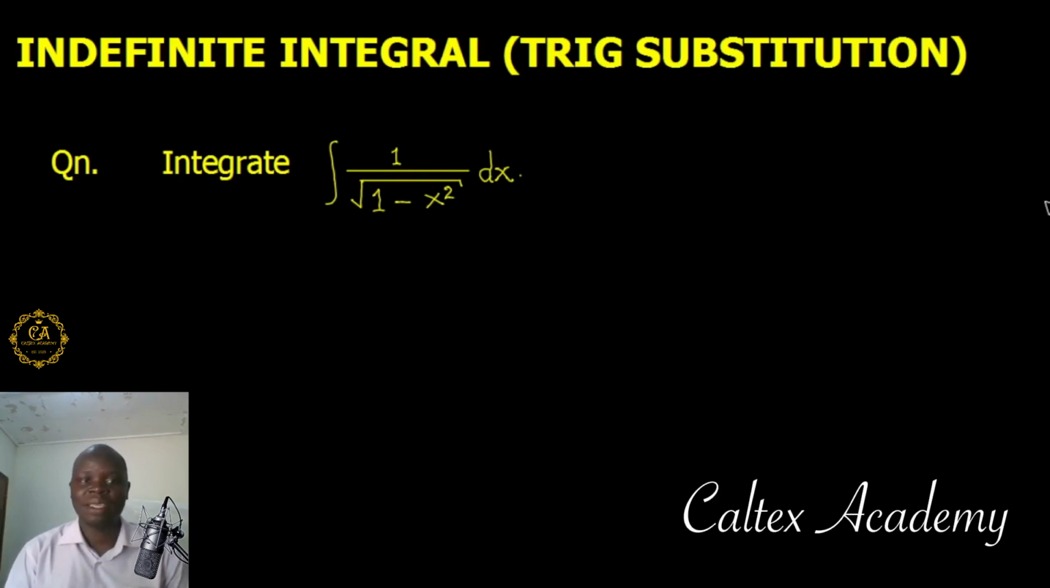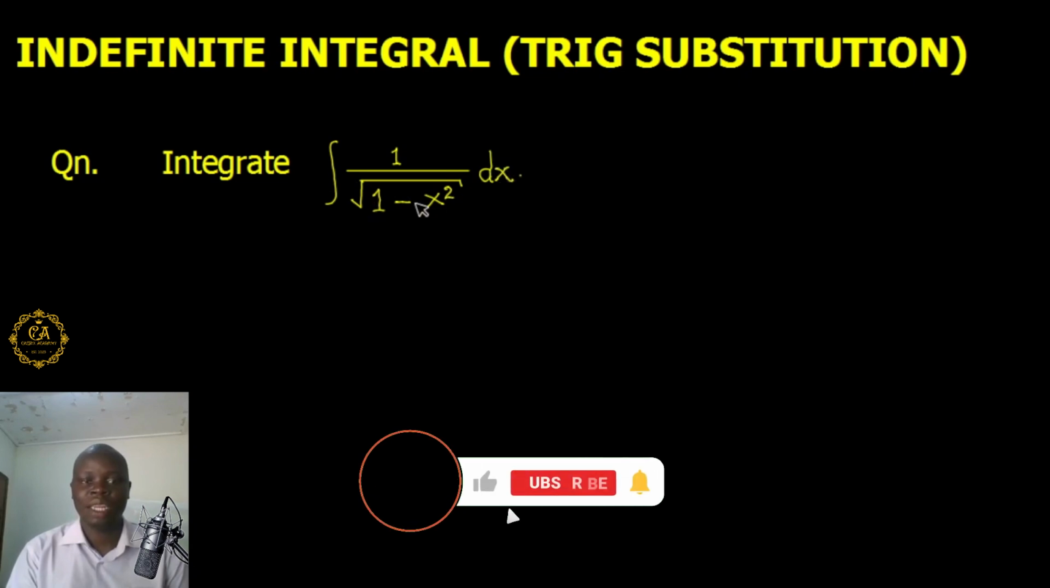Today we're looking at indefinite integrals, and specifically we're looking at just trig substitution. So when you have a problem like the one on the board here, where we have the integral of 1 divided by the square root of 1 minus x squared with respect to x, the moment you see a minus here with another number like 1 and x, it's very easy.